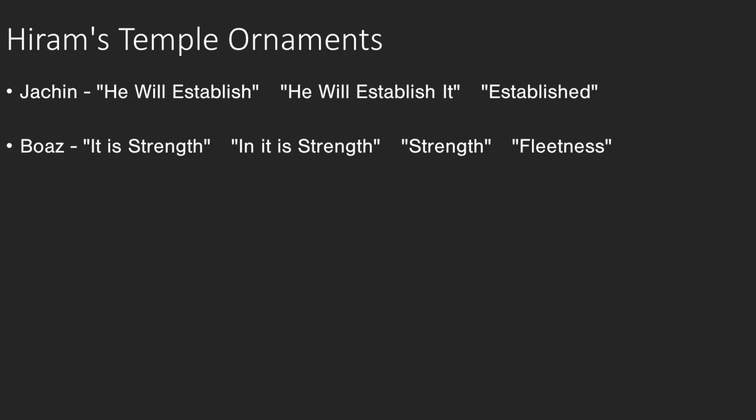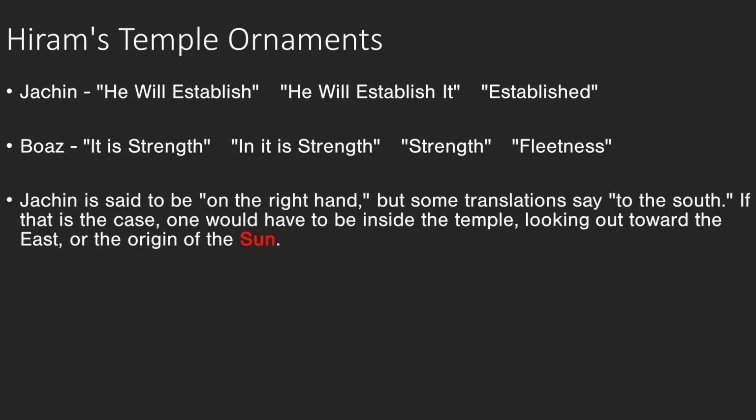So I think we're going to go with "he will establish and it is strength." Jachin was said to be on the right hand, but in some translations you'll find it to the south. If that's the case, then the author would have had to be looking out from the doorway of the temple toward the rising sun. Interesting to think that as the year goes by, the sun drifts further to the south in the winter and then comes back to be furthest north in the summertime.